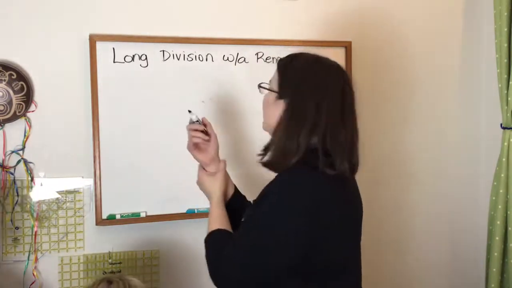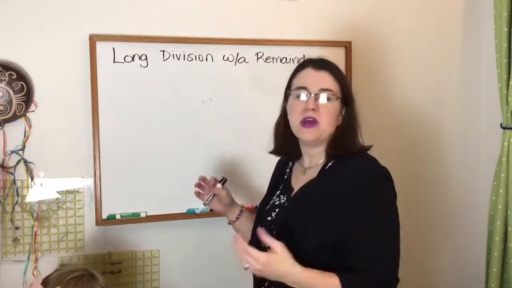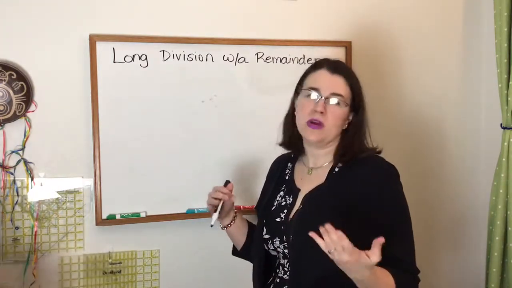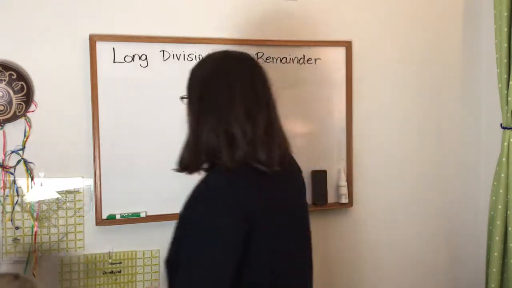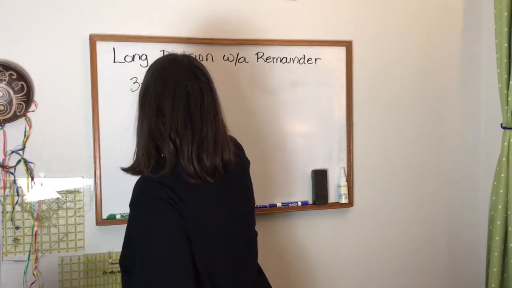All right, so the nice thing about doing long division with a remainder is you don't have to have a specific problem, because most polynomials aren't going to divide evenly. So I'm just going to go ahead and divide, I don't know, something like this.